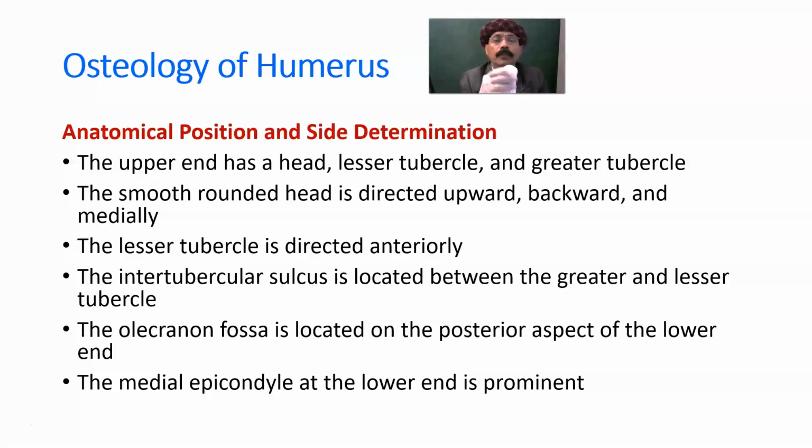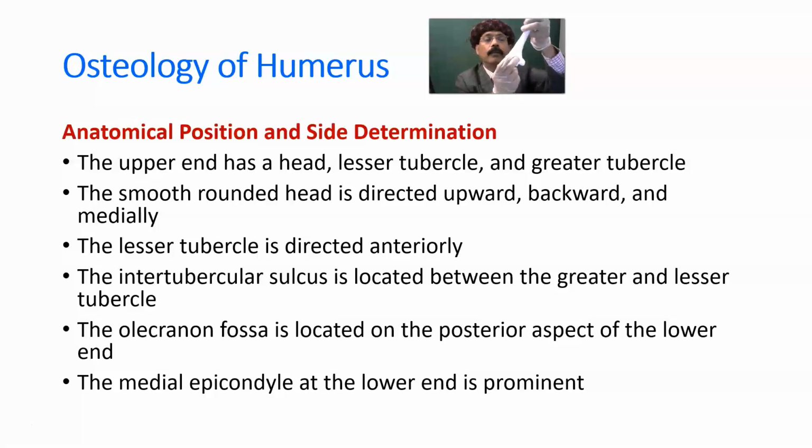The upper end has the head, the lesser tubercle, and the greater tubercle. It has the anatomical neck, the surgical neck, and the intertubercular sulcus here. The lower end is condylar. It has the medial epicondyle and the lateral epicondyle.